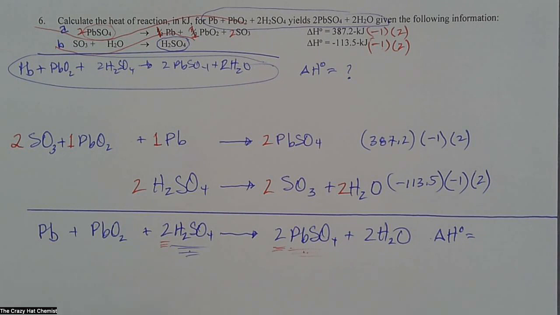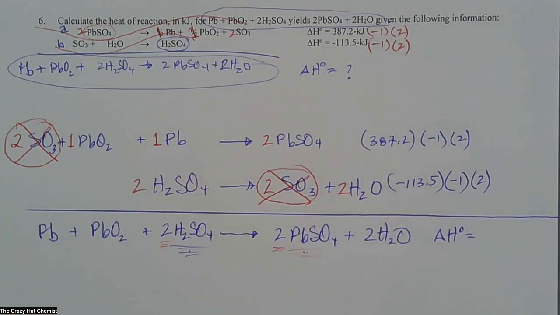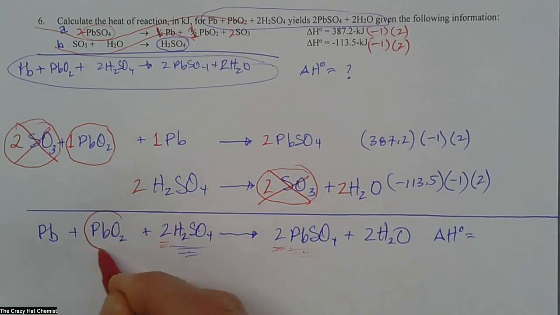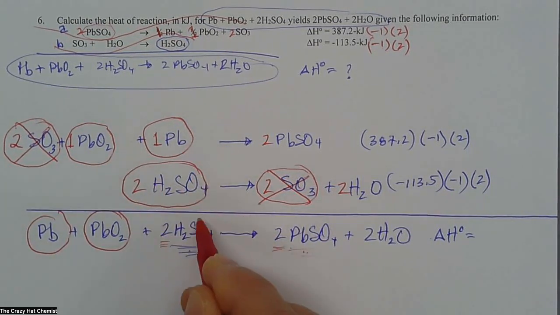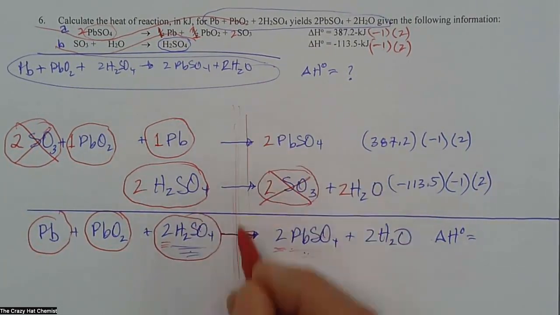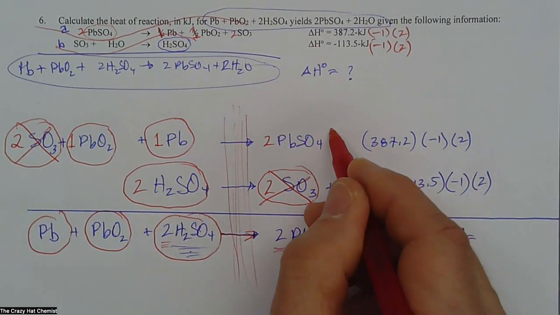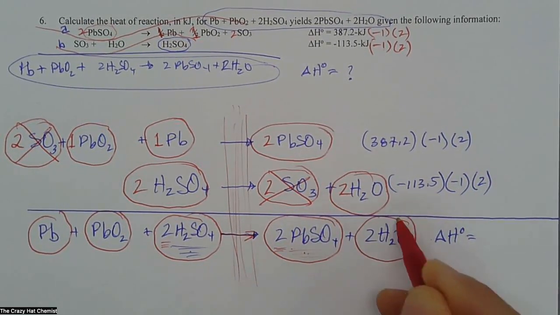Now, what we want to do is make sure that things cancel out and add up to what we want. This 2SO3 is on the product side. This 2SO3 is on the reactant side. They both cancel out. Perfect. I have a PbO2, that's the PbO2. I have a Pb, I have a Pb. I have 2H2SO4, 2H2SO4 yields. All my ducks are in a row. And then 2 PbSO4, 2 PbSO4, and 2 H2O, 2 H2O. Okay, fantastic. So I have crossed out what is necessary, and added up what is necessary as well.